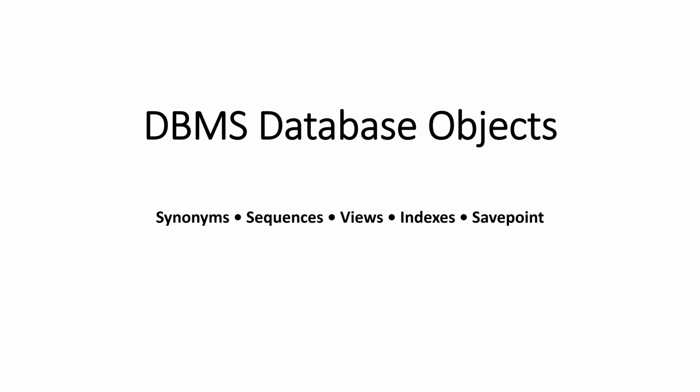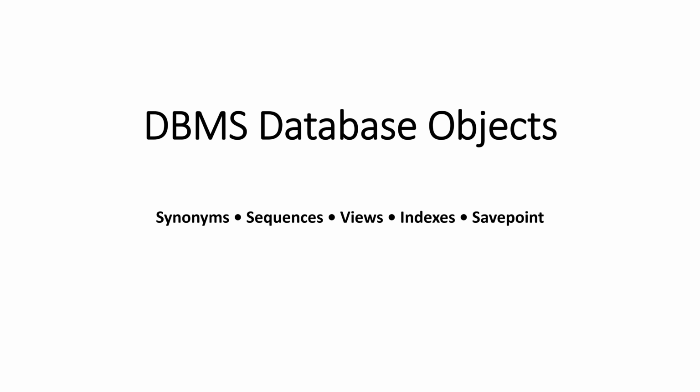Good morning, everyone. Today I'm going to explain DBMS database objects. In this, we will learn about important database objects such as synonyms, sequences, views, indexes, savepoint, rollback, and commit. These objects help us to store data, access data easily, generate numbers, improve searching speed, and manage transactions.